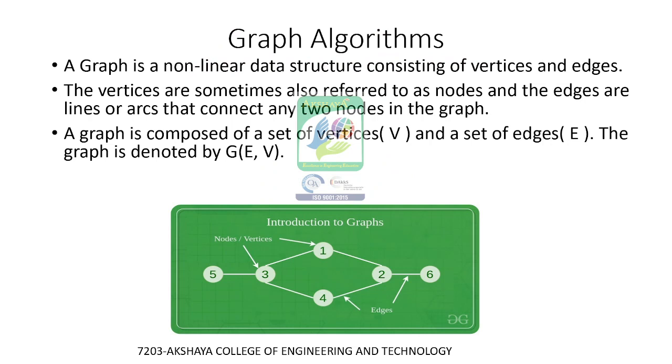So before going to the algorithm, we should know what is meant by graph. A graph is a composite of a set of vertices and a set of edges. So here we have the sample 5, 3, 1, 4, 2, 6. These are called a set of vertices, and these vertices are connected by lines. This line is called an edge. So a graph is a composite of a set of vertices and a set of edges. Then the graph can be denoted by graph G(V, E).